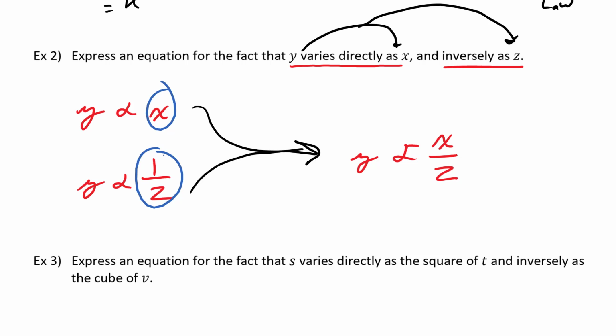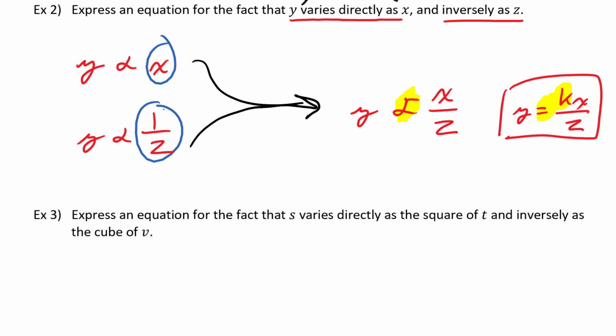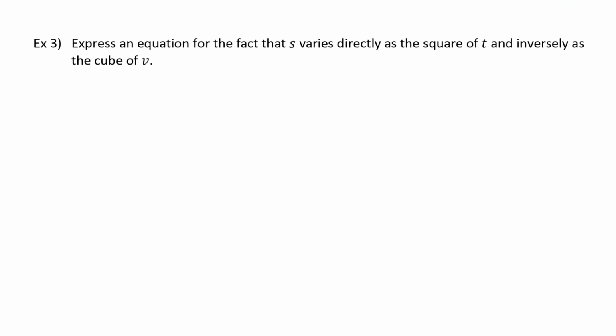To build the equation, y is equal to kx over z. So I've replaced my proportionality symbol with my equals k. So here's three different variables. One varies directly and one varies inversely. Let's examine the next one.